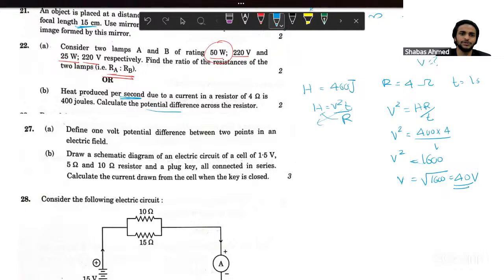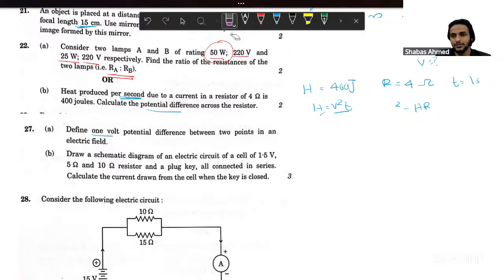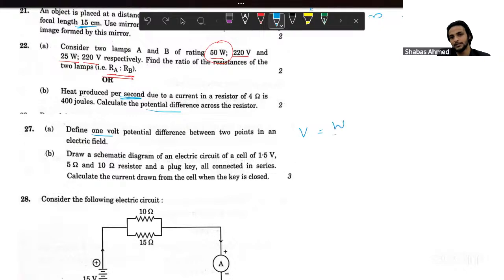Okay, a simple question. Now the next one, define 1 volt between 2 points in an electric field. So 1 volt you can define in 2 ways. We know voltage is equal to work done upon charge. You can define it as, if work done is 1 joule when the charge is 1 coulomb, that is equal to 1 volt.